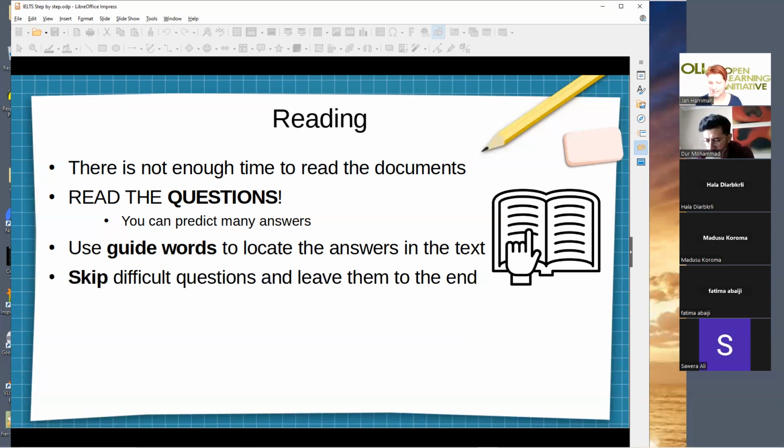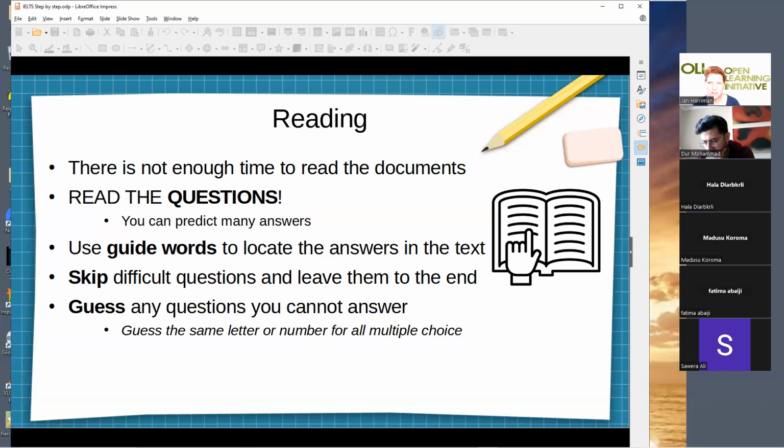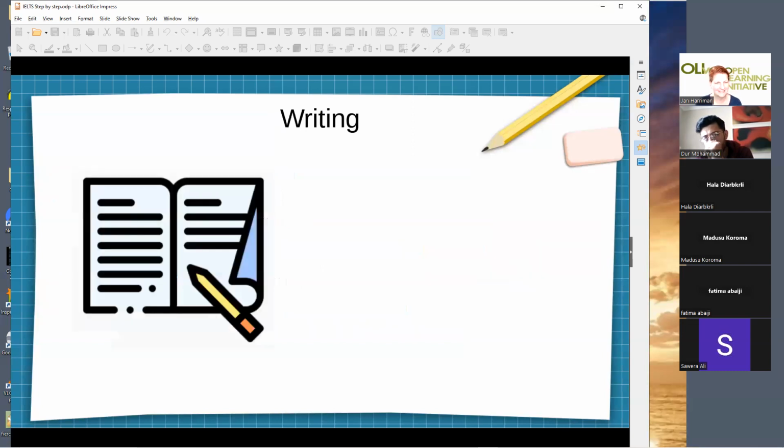You can always guess at the end as well in the reading. Guess any questions you cannot answer, and if it's multiple choice, always guess the same letter or number. Pure statistics means that if you guess A for every multiple choice question that you don't know, you will get some points. If you guess a different letter for each one, you are actually statistically less likely to get any of the extra points. It's a funny statistics thing.